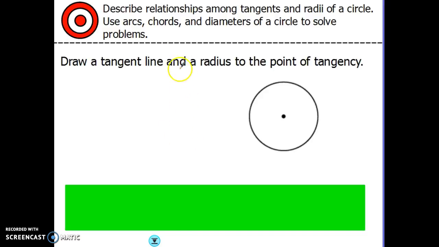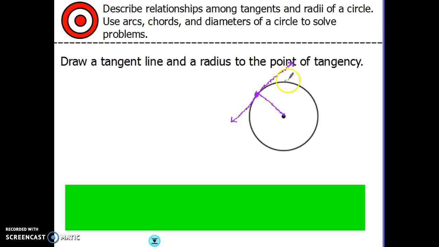Now, to address this target, the relationship among tangents and radii. Super cool. So here's my circle. Let me go ahead and draw a tangent line. So I'm going to put a point right here. I'm going to draw a line through that just touches that one point and then keeps on going. It says draw a radius to the point of tangency. Now, where do you think the point of tangency is? You would be correct if you're saying, oh, it would have to be right there. So we're going to draw the radius all the way out to there.